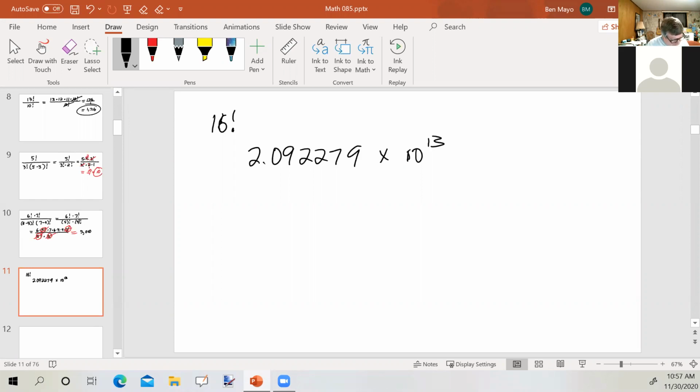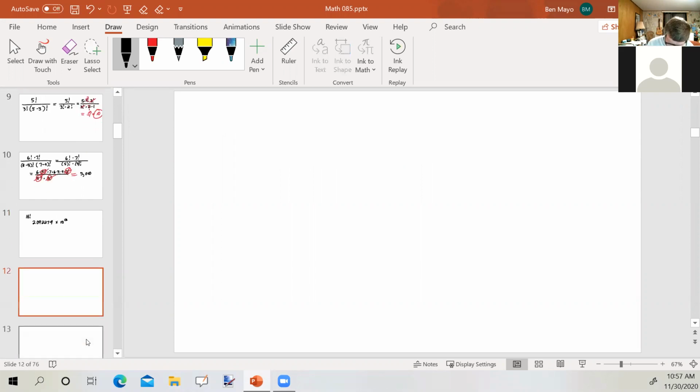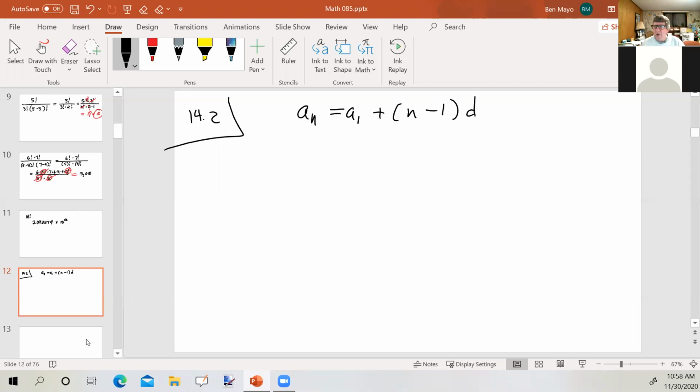All right. Then we're going to go on to the next section, which is 14.2. And we're going to look at arithmetic sequences. The formula for that was this: A sub n equals A sub 1 plus the quantity n minus 1 times d. Recall that the little subscript refers to which number in the sequence we're dealing with, and d refers to the common difference in an arithmetic sequence.